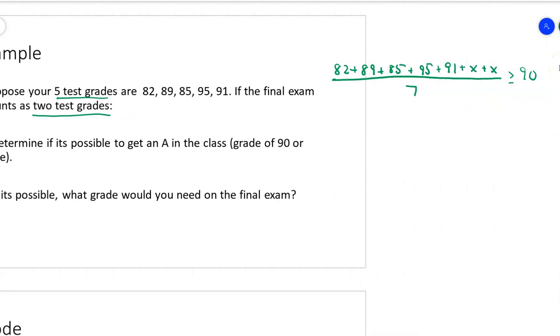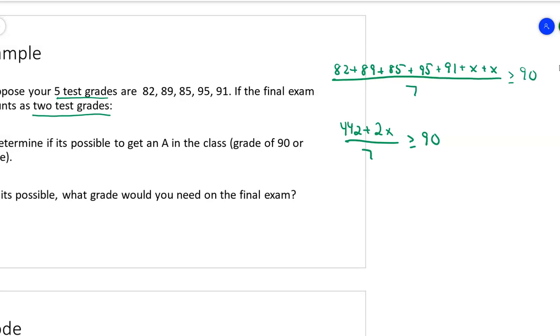Well, let's do the first part and make this a little bit simpler on the top. I'm going to grab a calculator. You can't see it, but I promise I have a calculator. 82 plus 89 plus 85 plus 95 plus 91 is 442. So I get (442 plus 2x) over 7. I want that number to be greater than or equal to 90.